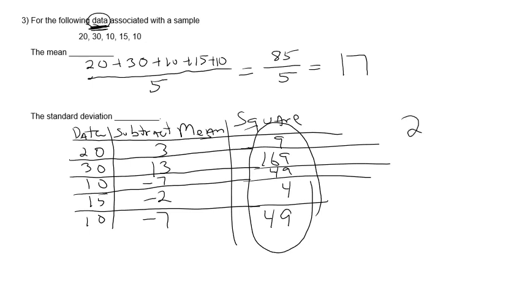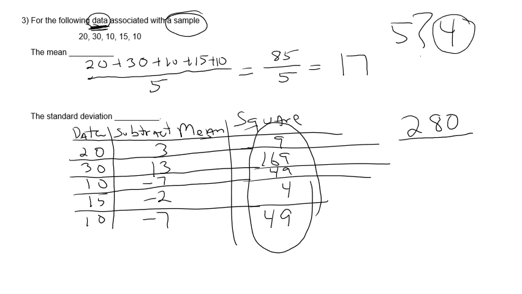When you add these numbers up, you're going to get 280. Then you're going to divide this by, is it going to be 5 or 4? That's the big question mark. This is coming from a sample. Since it's coming from a sample, we subtract 1, so we're going to be dividing by 4. 280 divided by 4, you get 70.